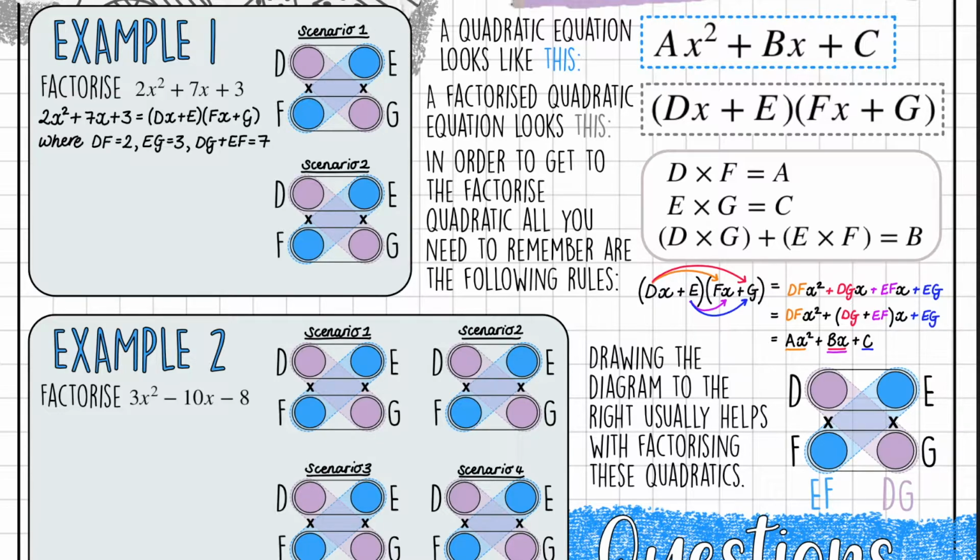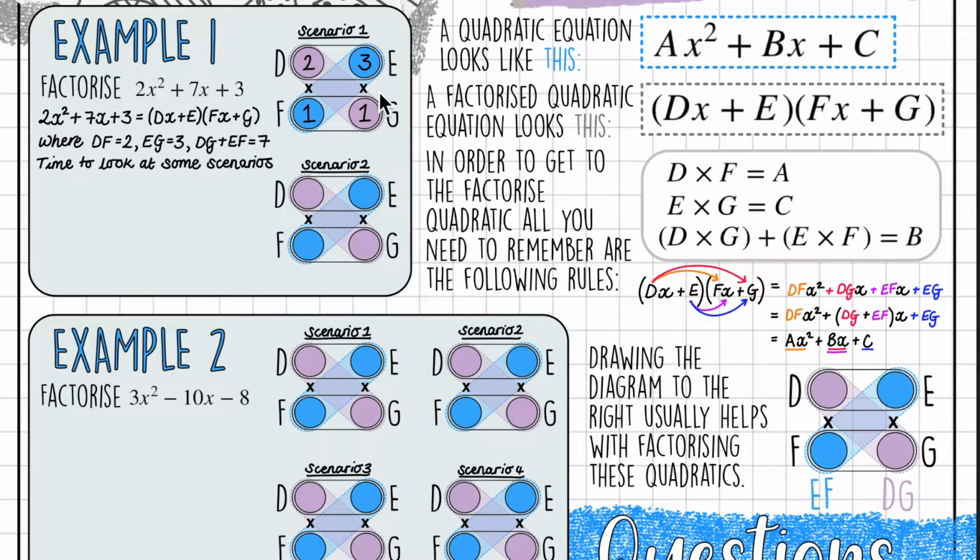The next step is to look through some scenarios. Okay, if d times f has to equal 2, then we could have the following. Also, if e times g has to equal 3, then we could have the following. That's our first two rules satisfied. What about the third? We need dg plus ef to equal 7.